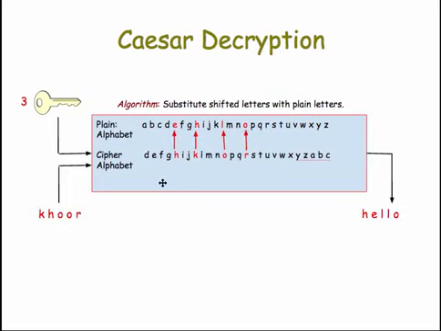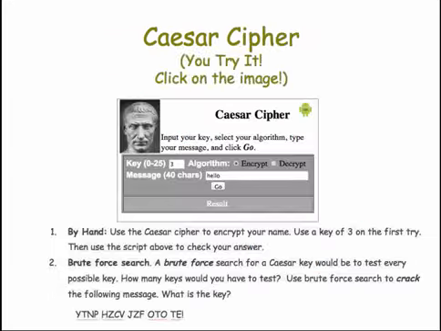Decryption goes just the opposite direction. Given the ciphertext, we look up the letters in the cipher alphabet. So the first letter K is substituted with H, and the second letter H is substituted with E. O is substituted with L twice, and R with O to get hello. You can see how simple the Caesar cipher is. I'm going to pause here now and let you try your hand at Caesar cipher.